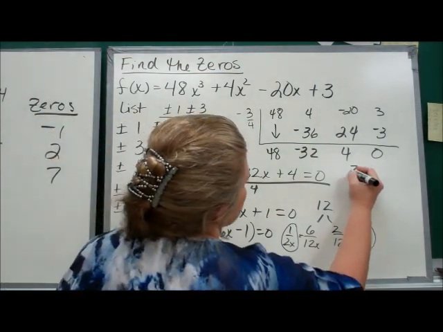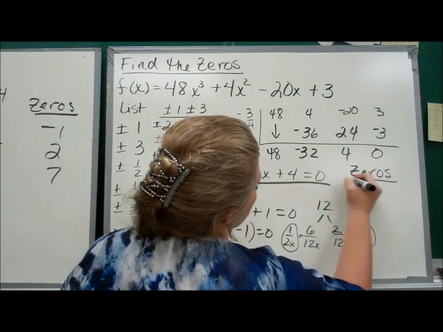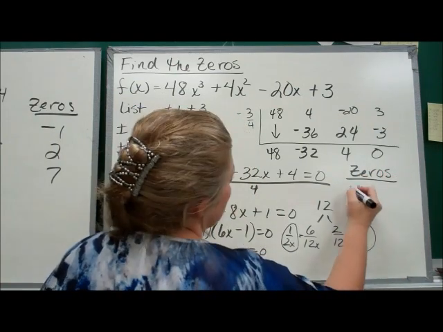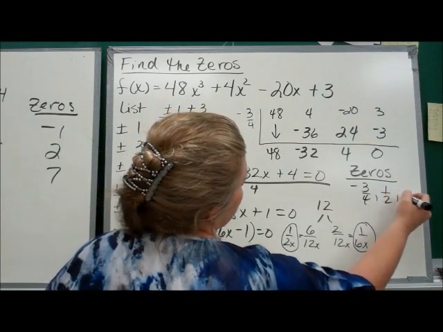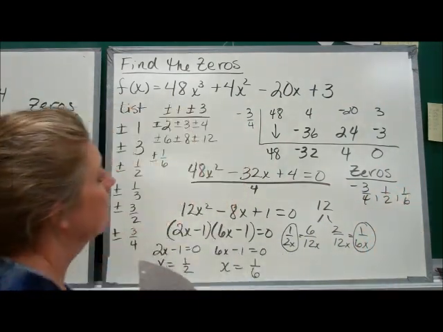So the zeros for this polynomial are negative 3/4, 1/2, and 1/6.